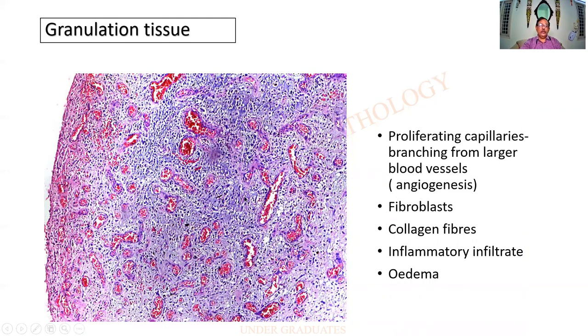And look at the dark dots. Concentrate only on the dark blue dots. It is less in this region, more in this region. They all indicate inflammatory cells. And at this magnification, I am able to see some spindle-shaped cells, which are the fibroblasts. Also in this region, it is appearing pale because of edema. So this is the granulation tissue. It is given over here: proliferating capillaries and branching, angiogenesis, fibroblasts, collagen fibers at a later stage, inflammatory infiltrate, and edema.